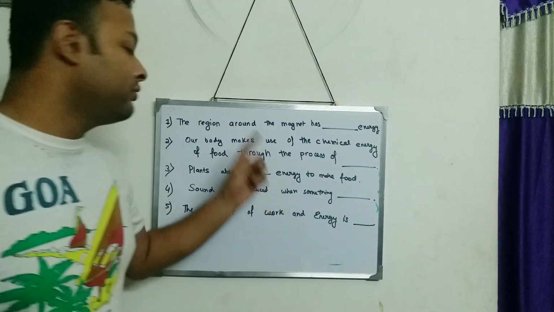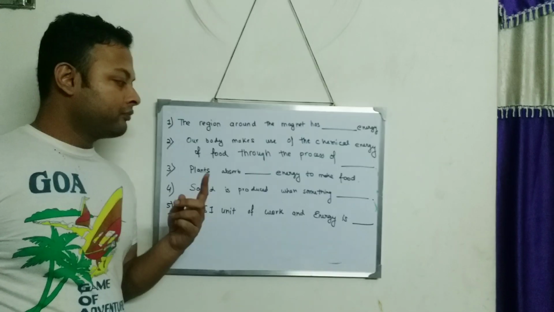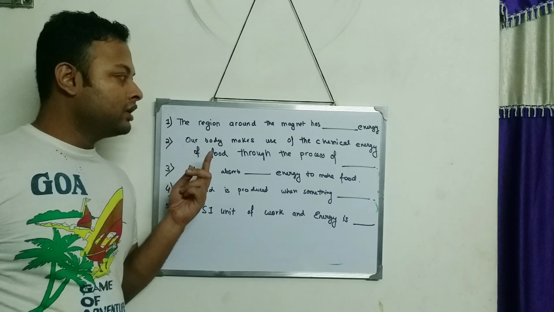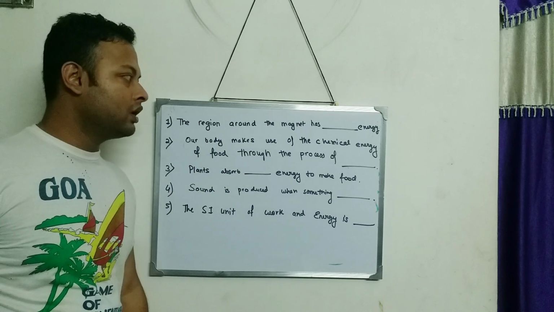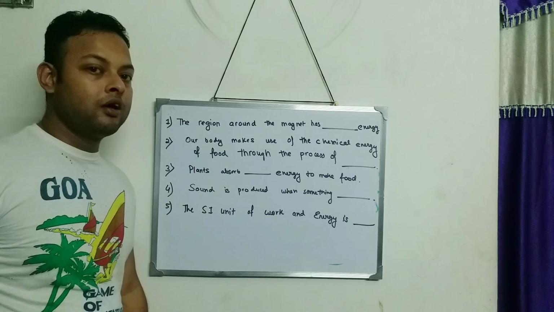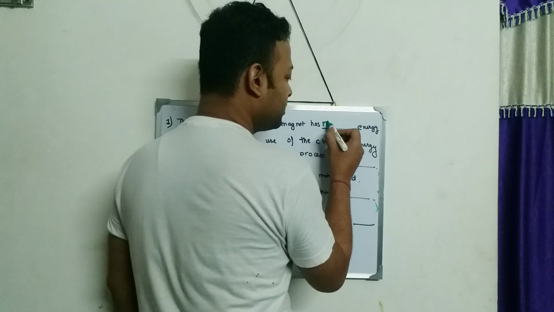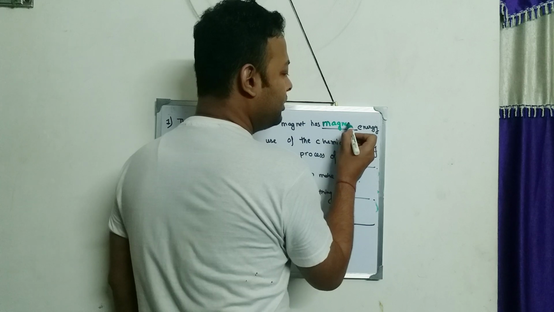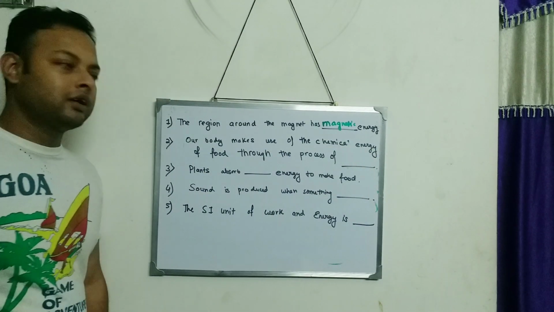Now these are the 5 fill in the blanks that we have in our book. Now coming to the first one. The region around the magnet has dash energy. I think I have explained that part to you. A region around the magnet has magnetic energy. So this answer becomes magnetic. The region around the magnet has magnetic energy.